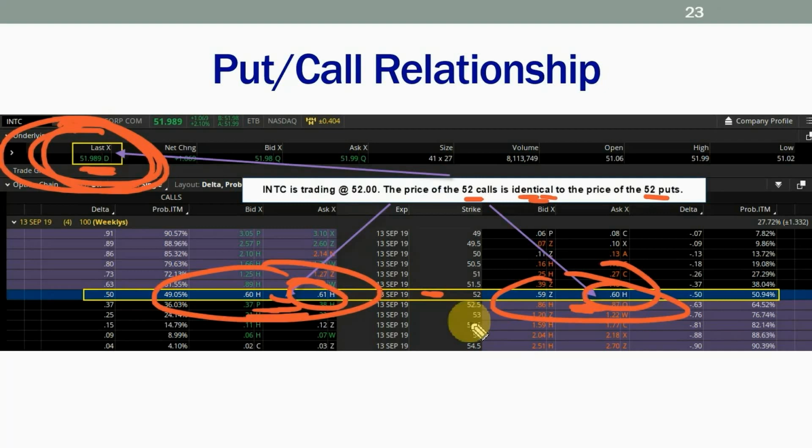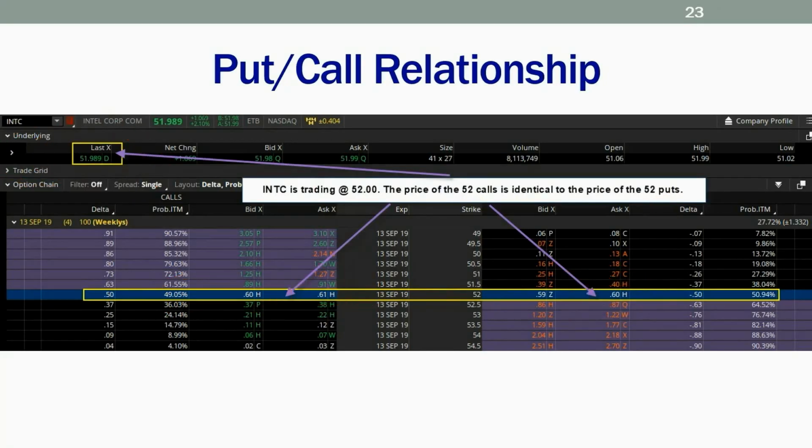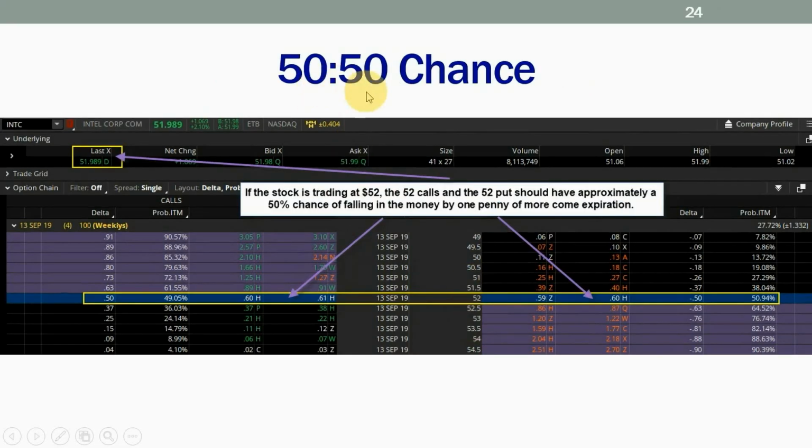The stars had aligned. Did you ever ask yourself, why is the call priced the same as the put? You go, oh, it is kind of an interesting question you pose there, Don. Why is the price of the call the same as the price of the put? I have an answer. Because billions of dollars say that nobody knows nothing. That's a pretty good one. That's what it means. It means a 50-50 chance. If the stock's trading at 52, the 52 calls and the 52 puts should each have approximately a 50% chance of finishing in the money by 1 penny or more come expiration.